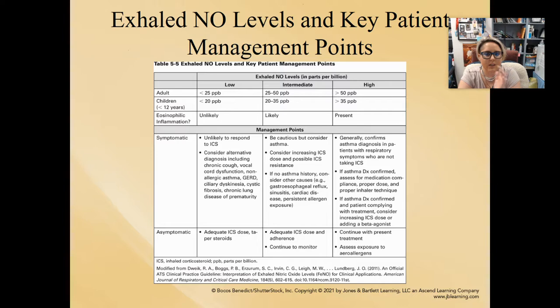So exhaled NO levels and key patient management points. So remember that you have an adult: low would be less than 25 parts per billion, and then your intermediate, and then your high. Children is about, it looks like there's 5 on the low side, and then a 5 difference, except their intermediate is 35. And then you have eosinophilic inflammation. So is it unlikely, likely, or present? And management points, you want to look at your symptomatic. So is your inhaled corticosteroids going to respond or not? And so forth.